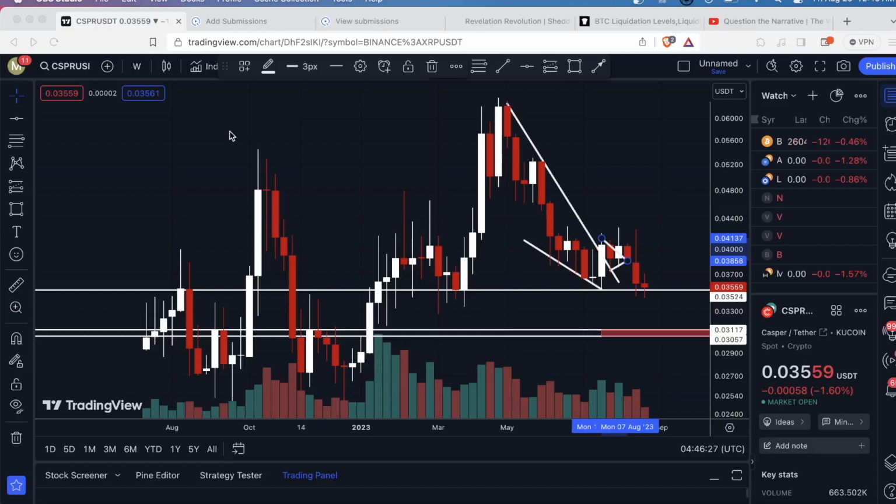I want to take a quick look at Casper. Ticker for this is CSPR, currently on a weekly time frame. Before I get into it, a couple things.